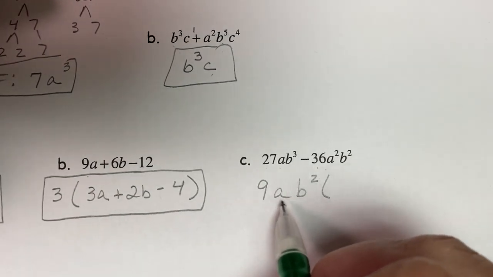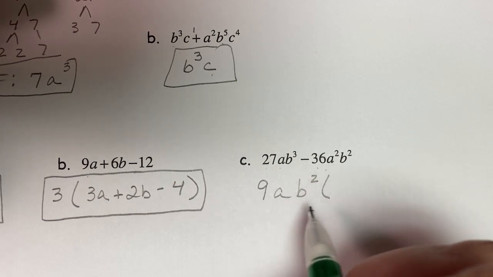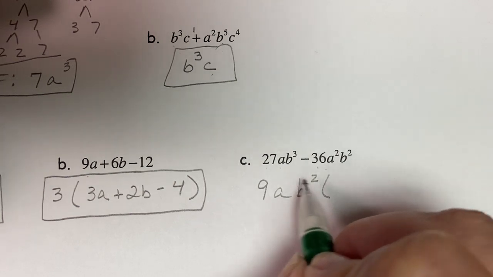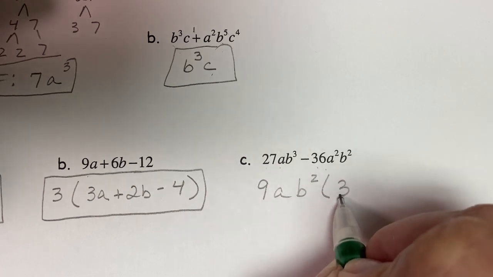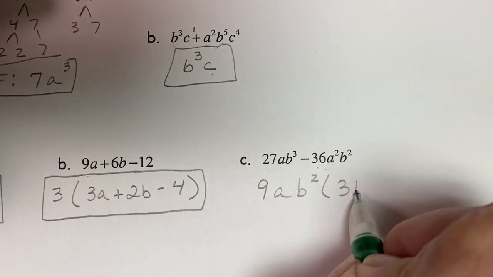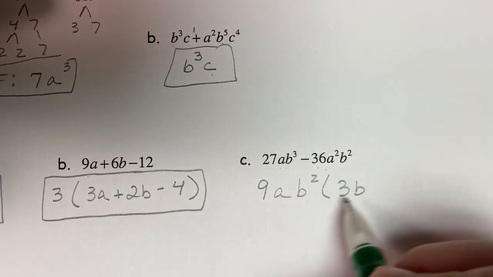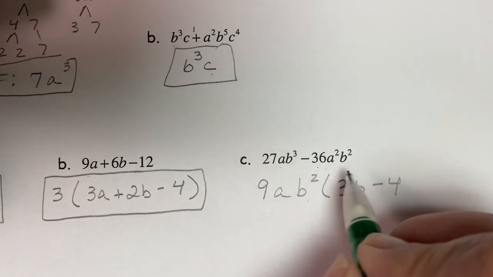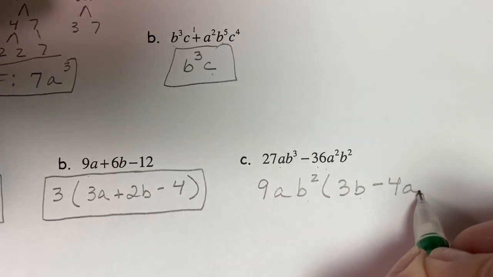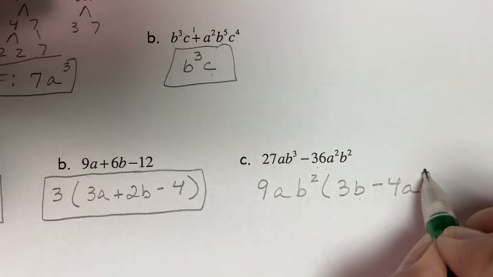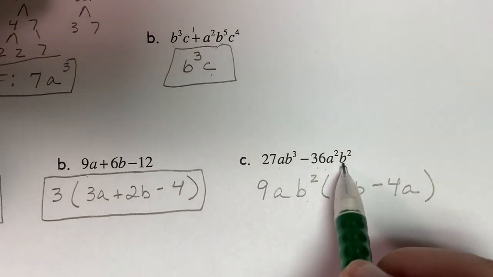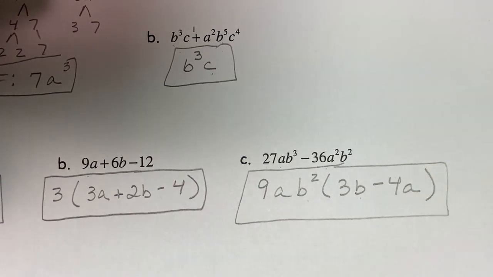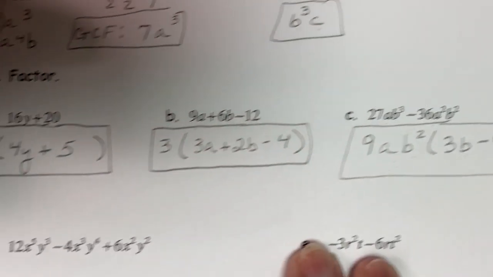Okay, now that we've taken that out, we've unmultiplied or undistributed, let's see what's left. Well, 27 divided by 9 is 3. There's no a's left, but there's going to be a b because b cubed divided by b squared is b. Minus 36 divided by 9 is 4. a squared divided by a is a. And b squared divided by b squared, those cancel out. And again, you should never miss a factoring problem because you can always distribute it back in to make sure that you get your original polynomial.